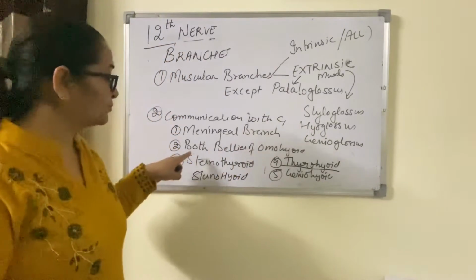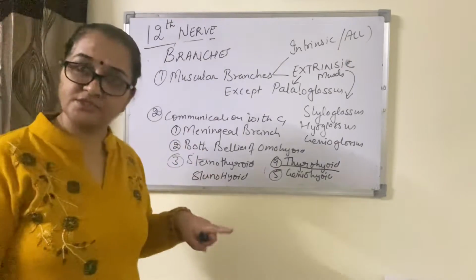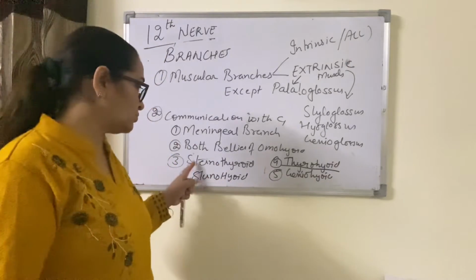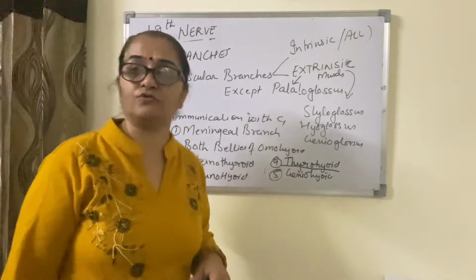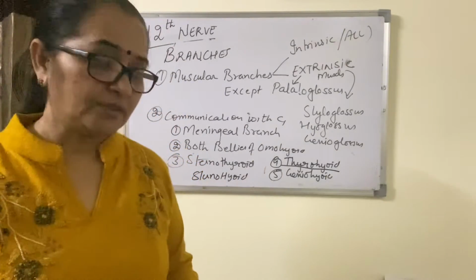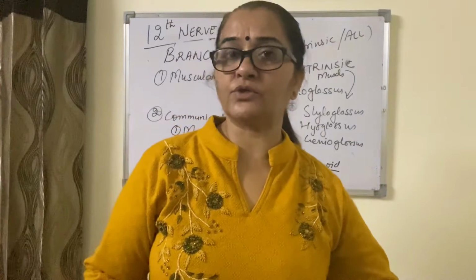But from the loop which is formed by C1, C2 and C3, the sternohyoid, sternothyroid and inferior belly of omohyoid are supplied. So this is all about the hypoglossal nerve.